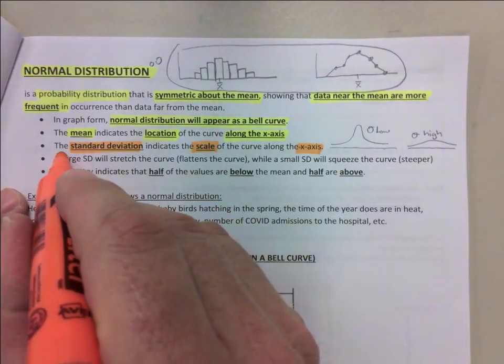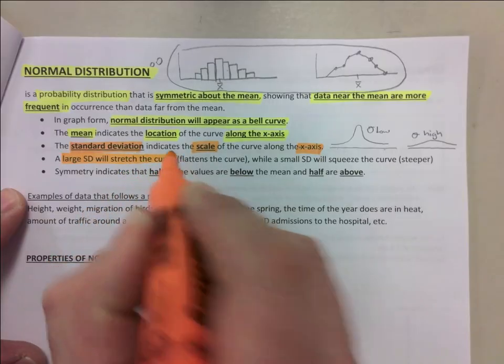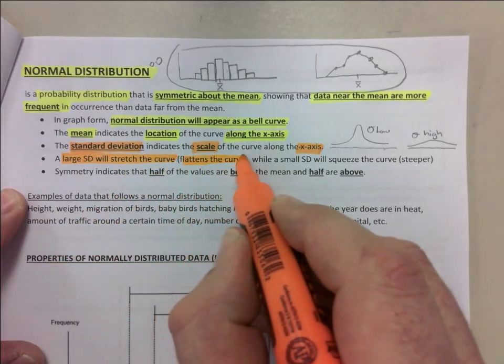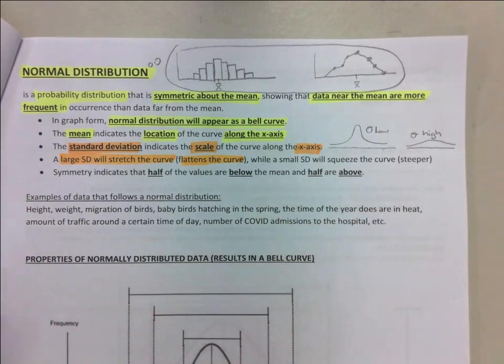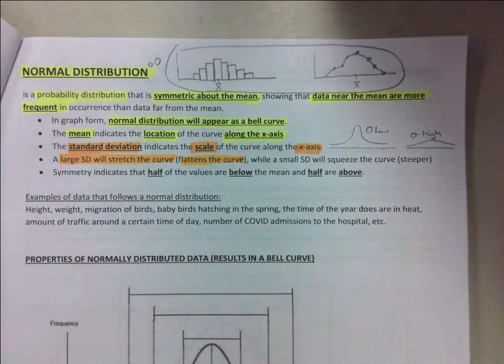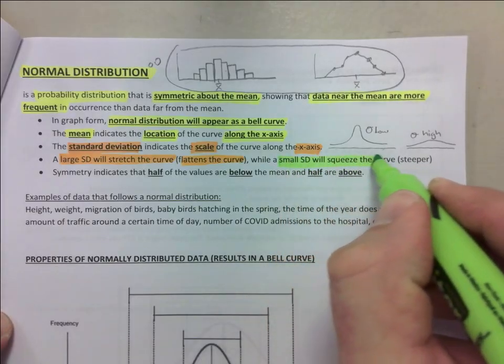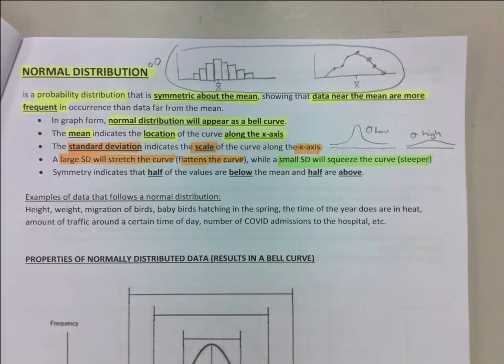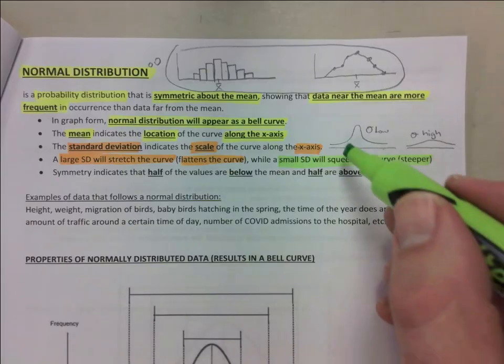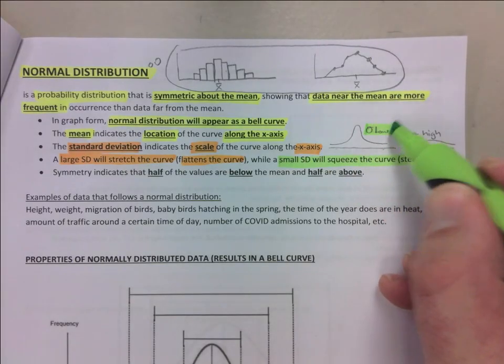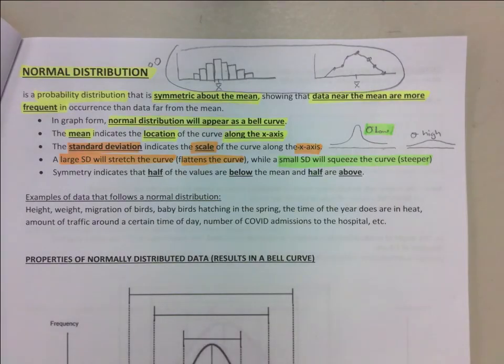So here it is one more time. A large standard deviation will stretch the curve. It flattens it. And I'm going to use a different color to just contrast as you read. And a small standard deviation will squeeze the curve, making it steeper. So in a sense, I have a low standard deviation there and a high standard deviation there.